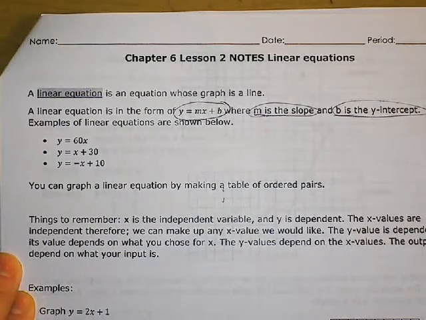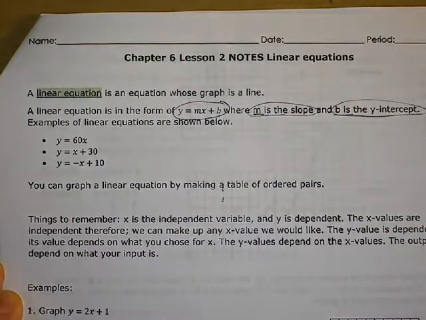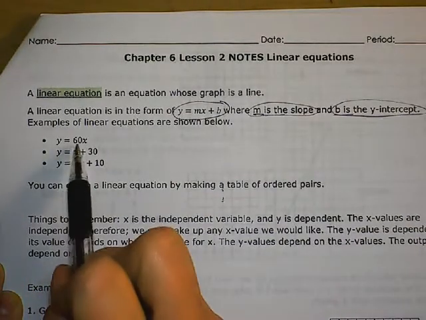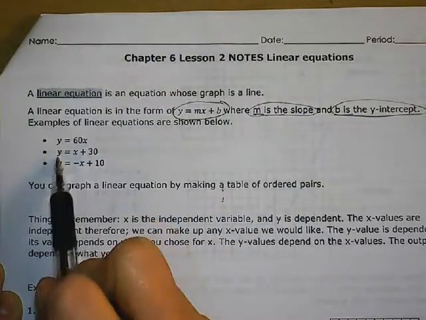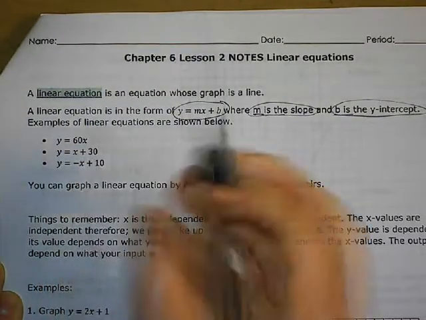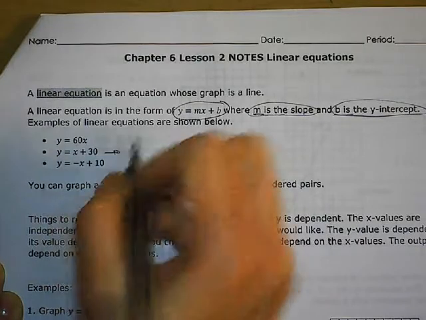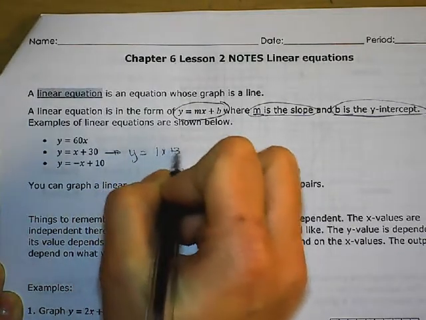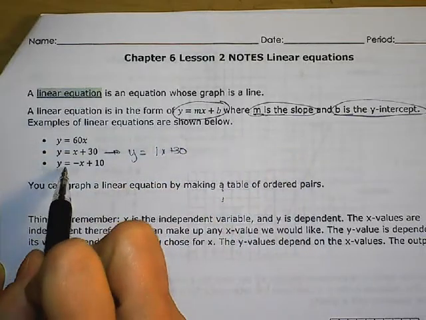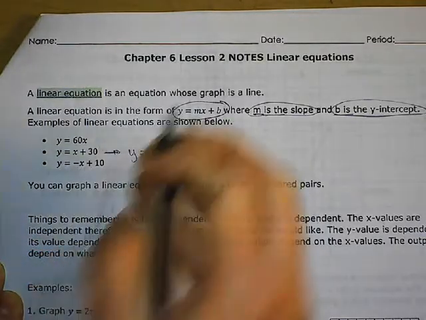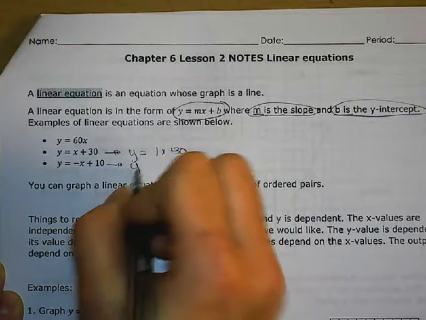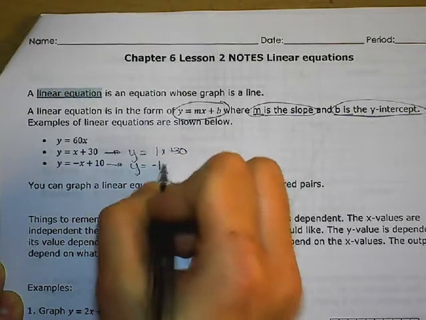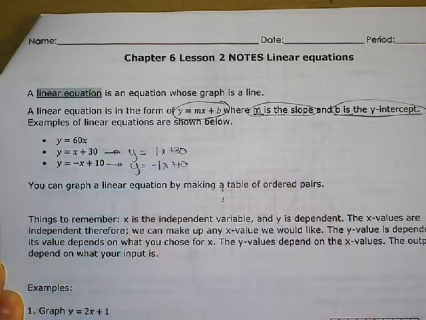is the y-intercept. A few examples of linear equations are y equals 60 times x, y equals x plus 30. But remember, this has an invisible 1 in front of the x. You have y equals negative x plus 10, and this also has an invisible 1x plus 10.